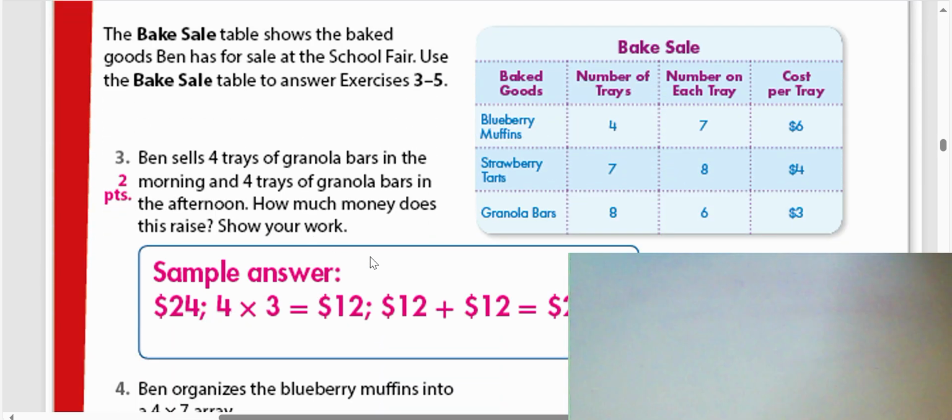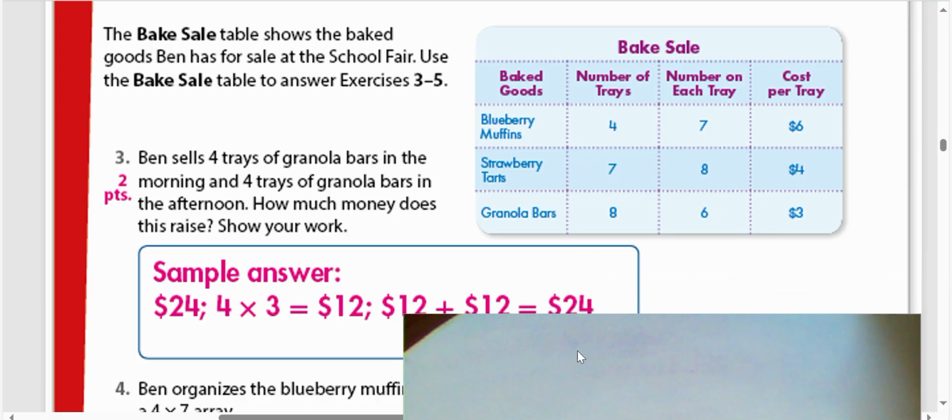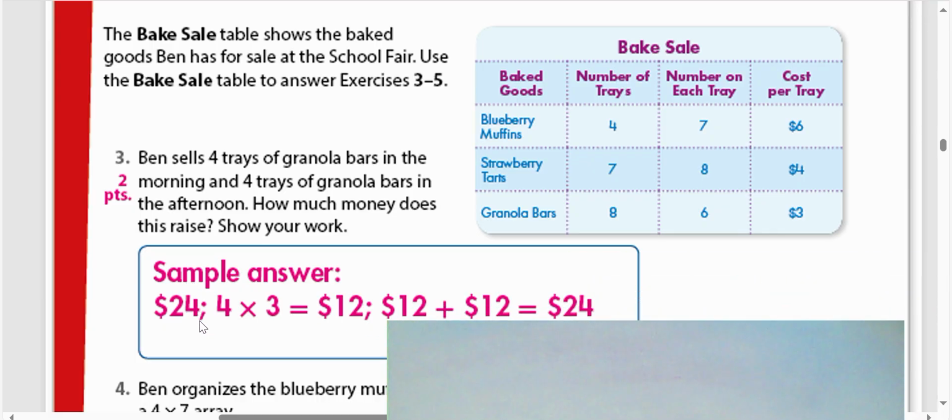Next question, we can multiply between numbers here to find the result. Like the last example, the total answer is 4 times 6. 4 times 6 equals 24. We can add 4 times 3 is 12. 12 plus 12 equals 24 here. Ben sells 4 trays of garden bars in the morning and 4 trays of garden bars in the afternoon. How much money does he raise? Show your work. And write 4 times 3 here. 3 times 4 equals 12 and 3 also times 4 equals 12.